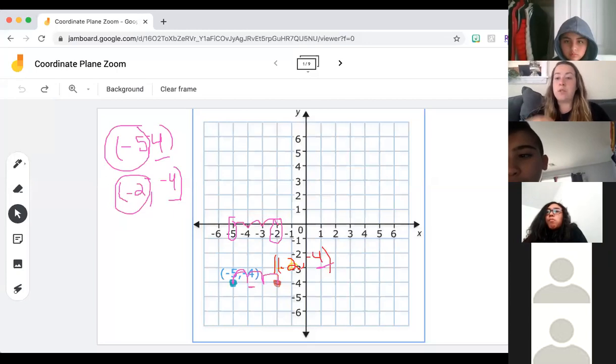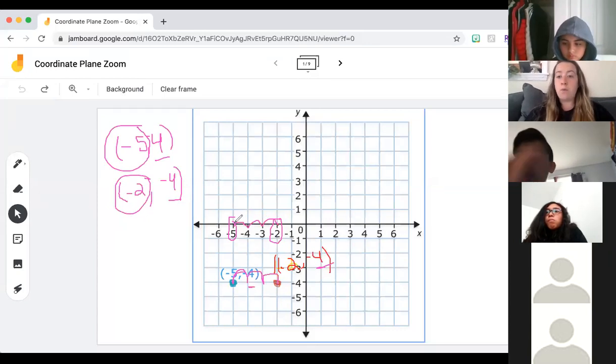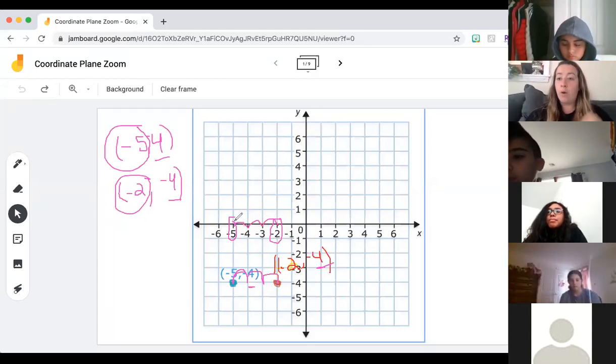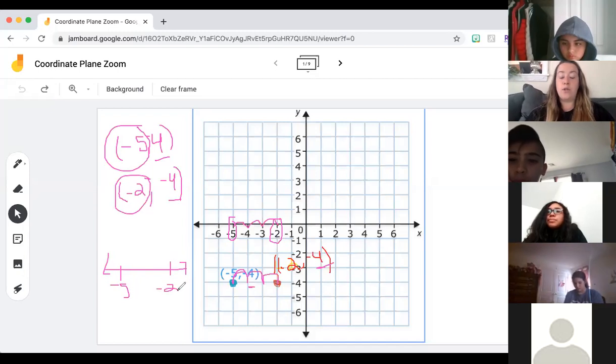Somebody asked if we would just subtract the numbers. Don't just think about it as subtracting, because when you subtract negatives, it gets a little funky. So just think about it. The best way to think about it is to think about how far away they are on a number line. So if I was drawing them on a number line, -5 would be over here and -2 would be here. So it's just 3 spaces away.